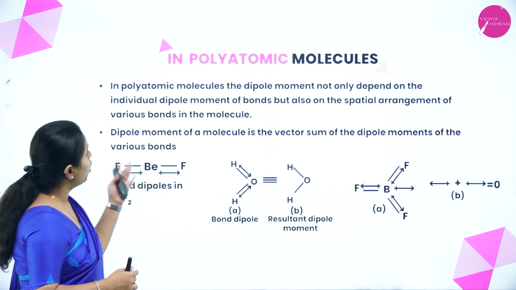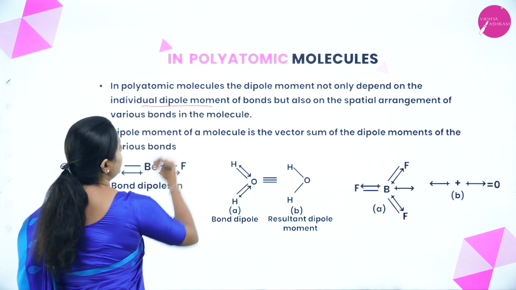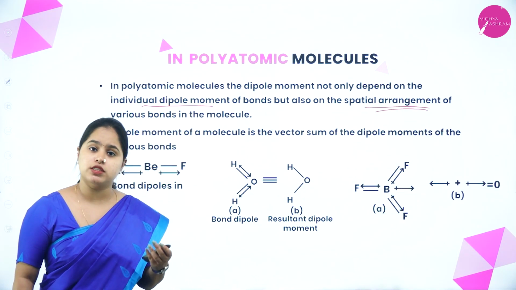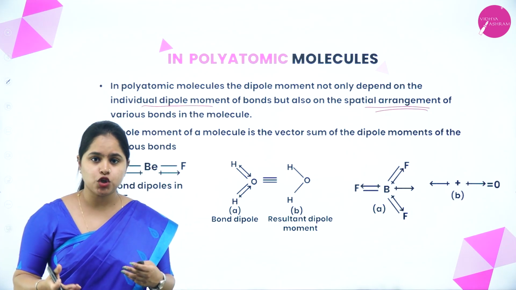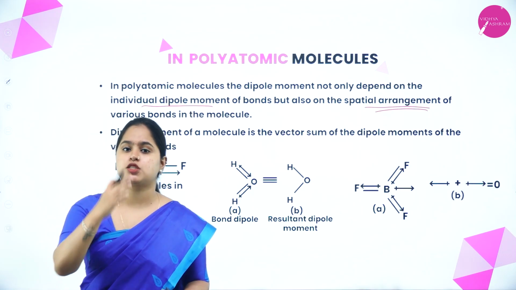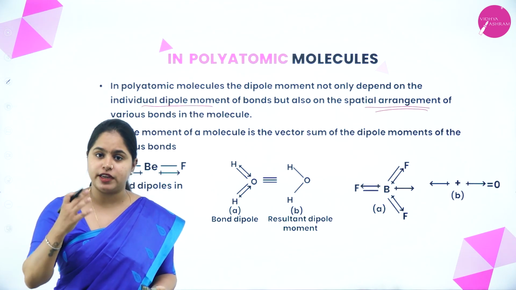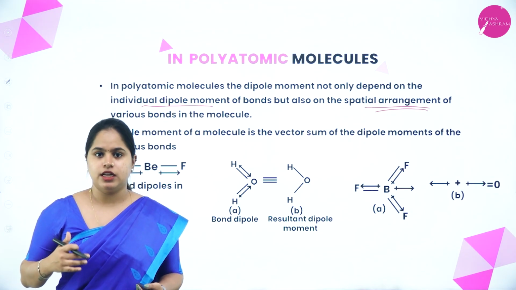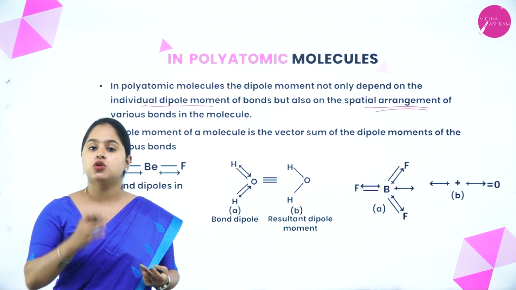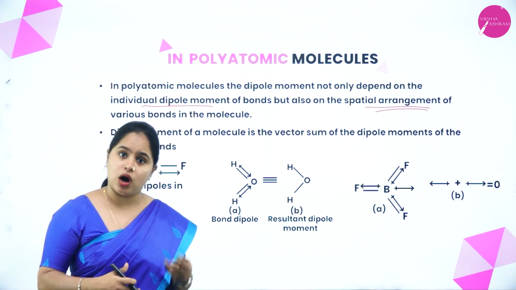We are going to see that in polyatomic molecules, the dipole moment not only depends upon the individual dipole moments of the bonds, but also on the spatial arrangement of the various bonds in the molecule. Yes, so in polyatomic molecules, many directions will be present, right? The dipole moments associated with each bond will be different. So the spatial arrangement of each of these bonds should also be considered, not just the individual dipole moments. Yes, we have to calculate the overall dipole moment, right? So just looking at the individual dipole moments and adding them will not give the answer. So how do we calculate it?